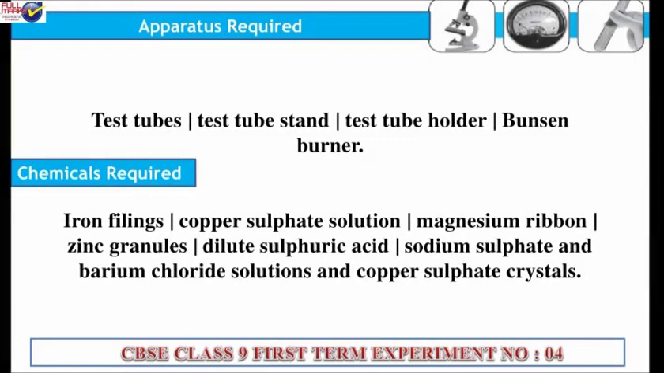Bunsen burner. Chemicals required: iron filings, copper sulfate solution, magnesium ribbon, zinc granules, dilute sulfuric acid, sodium sulfate and barium chloride solutions, and copper sulfate crystals.